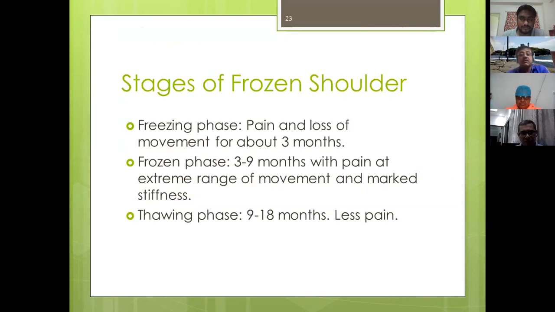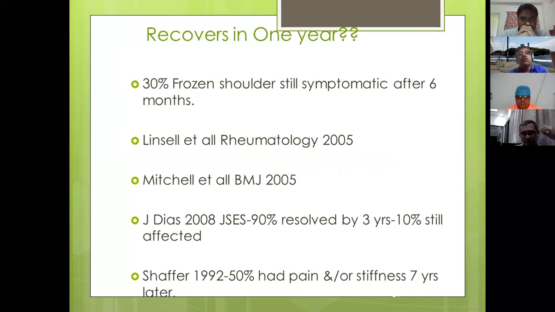And what are the stages of frozen shoulder? Like the freezing phase, pain and loss of movement for about 3 months, the frozen phase, and also the thawing phase, which is from 9 to 18 months. There may be less pain in this period. So what is the recovery? You also ask the patient in history what is his total duration.